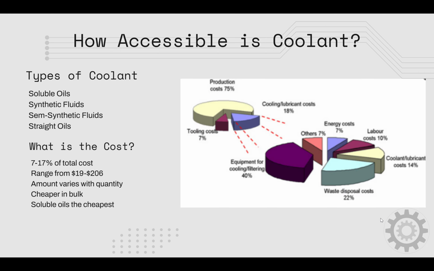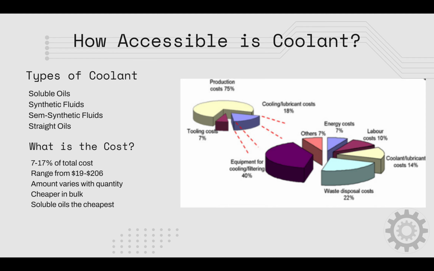For a company, it can be easy to get coolant, as it is quite easy to purchase online. However, there are different types of coolant that vary by cost and properties, some better than others. The cost of coolant is usually 7 to 17% of the total cost to make a part. This is more than the tooling cost, which can vary from 4 to 7% of the total cost of the part. The cost can range from $19 to $206 depending on the coolant and quantity purchased at once.